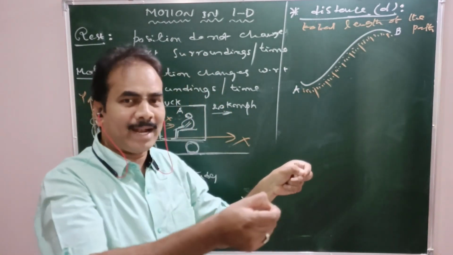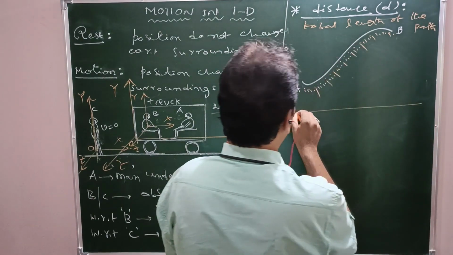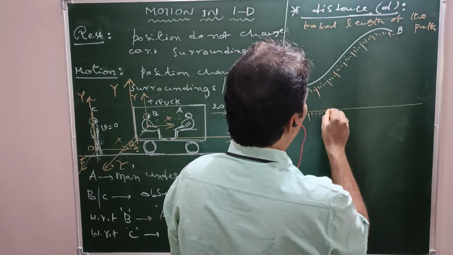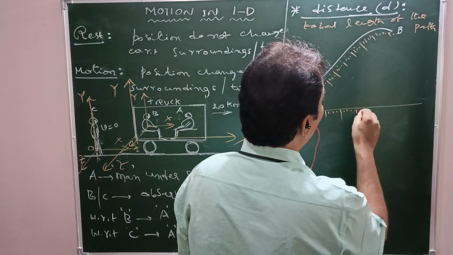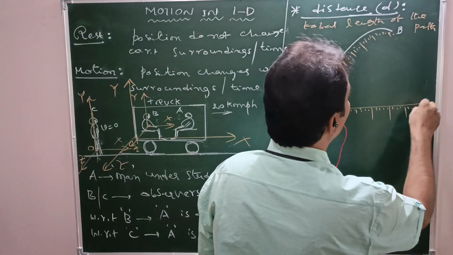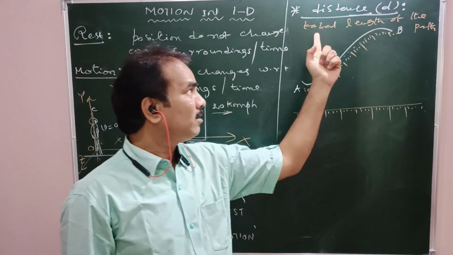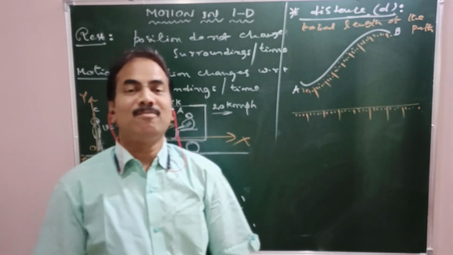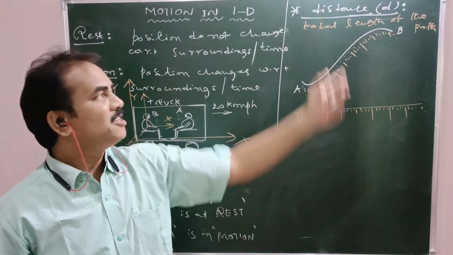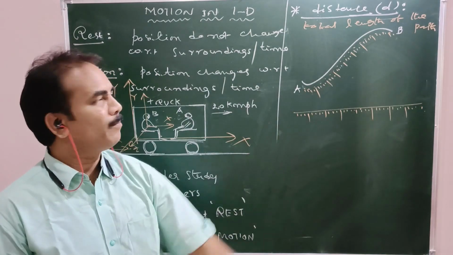Now make it straight to get the total length. Make it straight like that to get the total length from A to B. That itself, the total length of the path followed by the particle, is the distance covered by that particle in a given time interval from A to B, right?